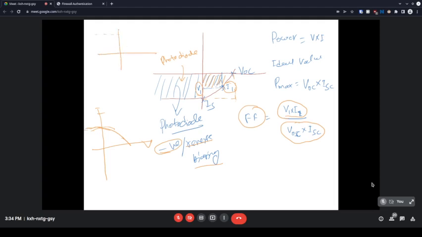It is always shown in this way. Whatever we are looking at here is the true picture of how it works, but it is represented like this in papers, manuscripts, or published papers. Your IV characteristics are going to be seen in this way. It's only a representation; the actual thing happens in the third and fourth quadrant.